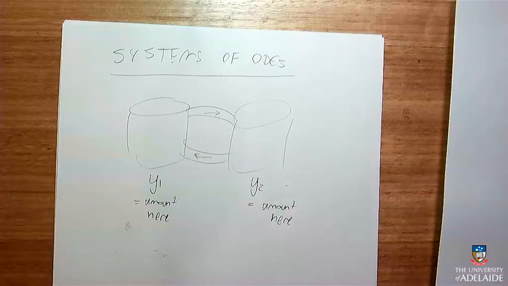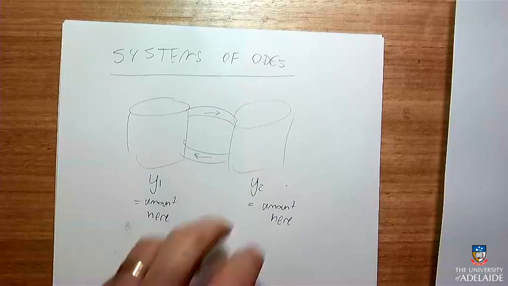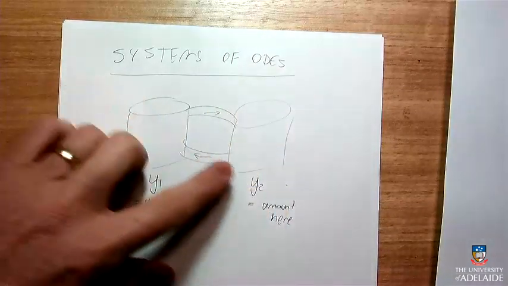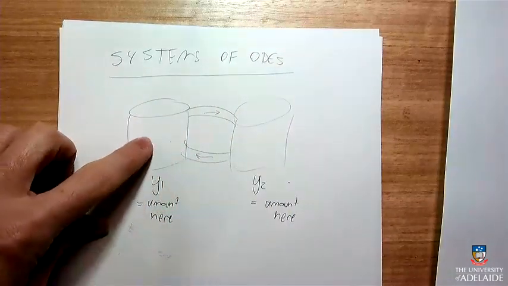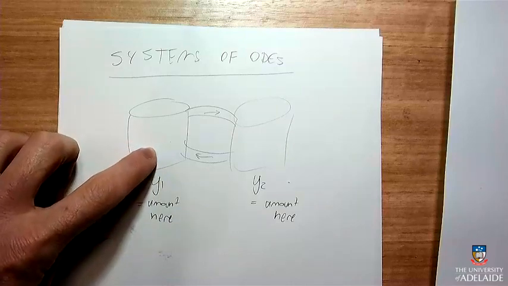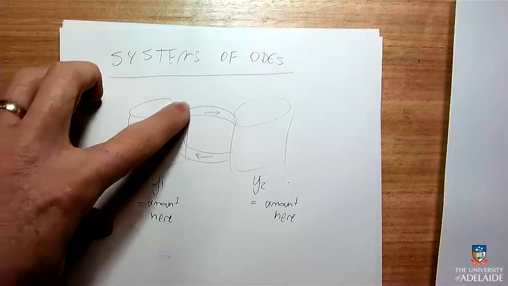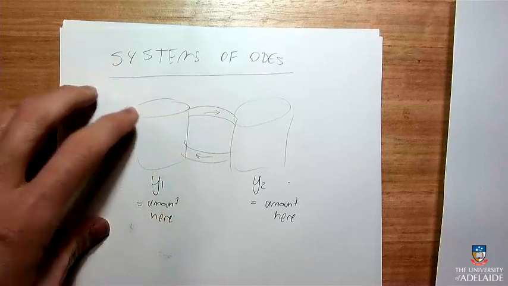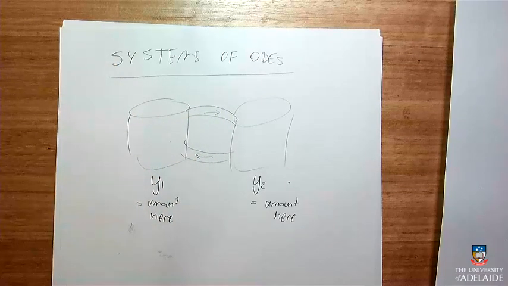So y1 is the amount here, y2 is the amount here, and the speed at which they change will depend on how much stuff there is in each of them. So if there's a heap here, because it's being pushed this way, this will change faster. And if there's not so much here, because it's being pushed this way, this won't change as fast. And so how much they change will be related to each other.